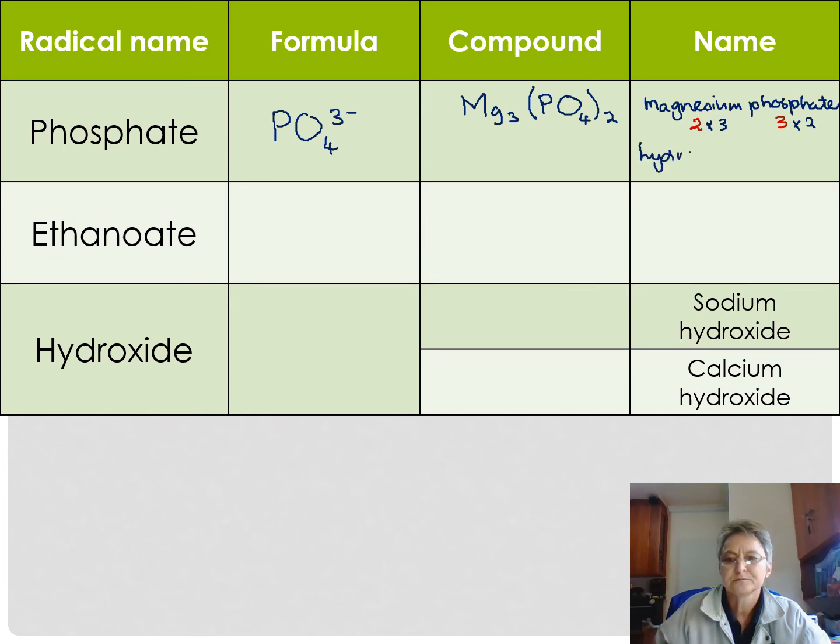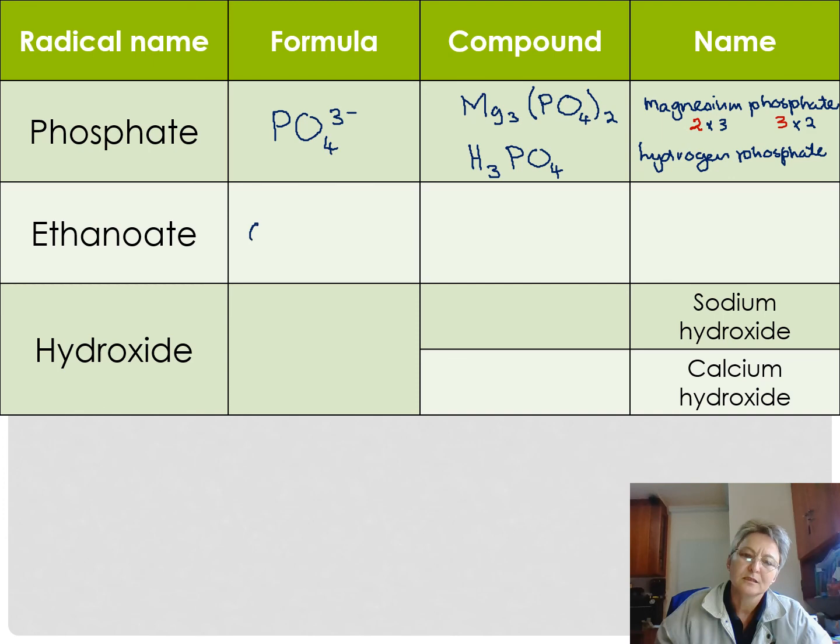Another common compound here is hydrogen phosphate or phosphoric acid. Hydrogen is in group 1, its valency is 1, so you'll need 3 hydrogens to join to the phosphate.